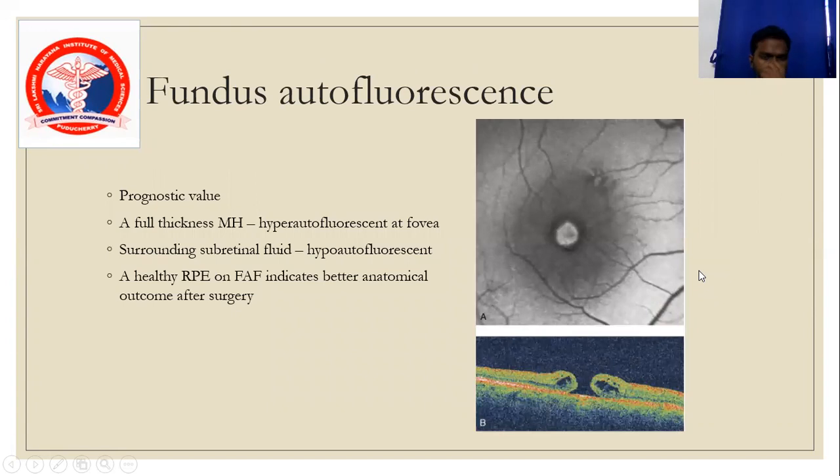So yes, we do perform a fundus autofluorescence in all such patients, as doing a fundus autofluorescence can have a prognostic value. A full thickness macular hole usually has a hyperfluorescent fovea because of absence of neurosensory retina, thereby giving a way to view the choroid which is present underlying this area. We can also see a surrounding subretinal hypofluorescence in the presence of subretinal fluid. A healthy retinal pigment epithelium on FAF usually indicates a better anatomical outcome post-surgery.